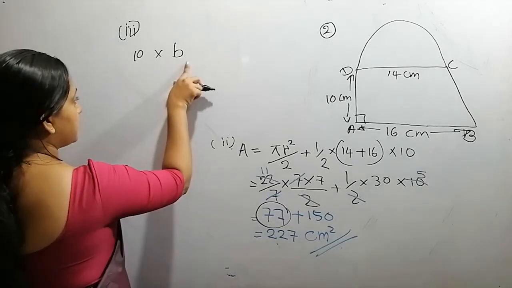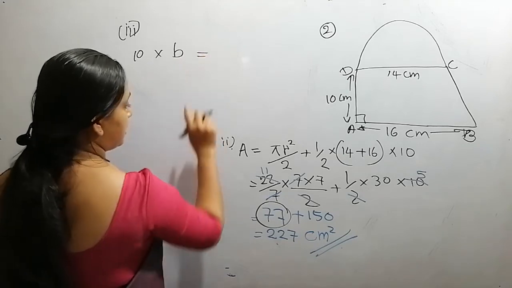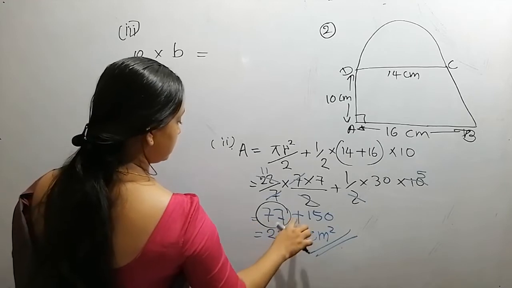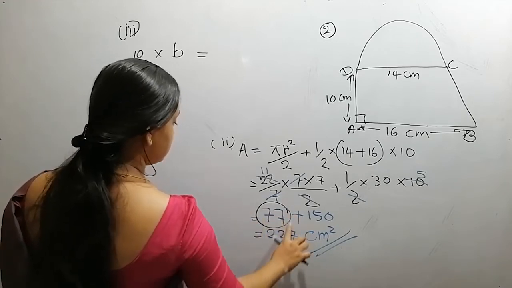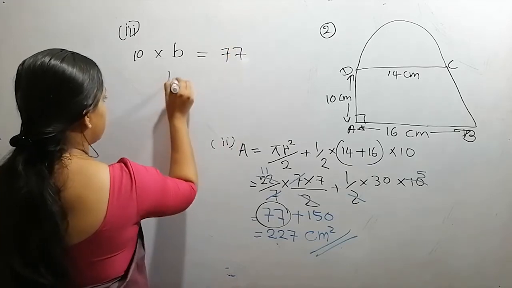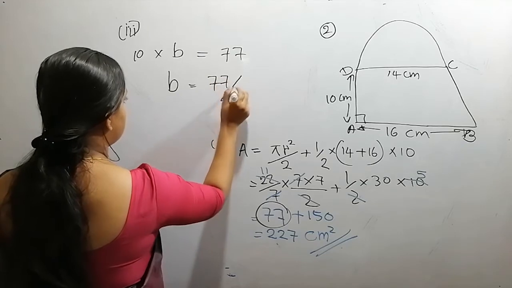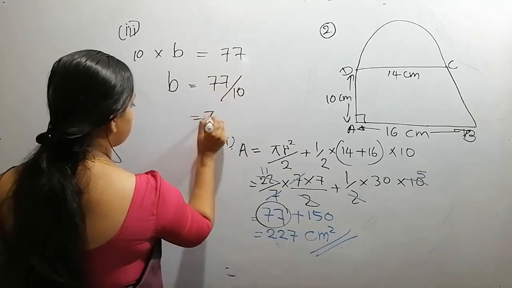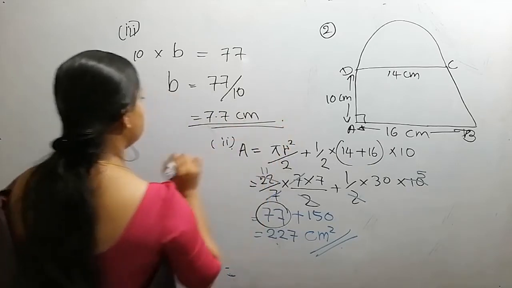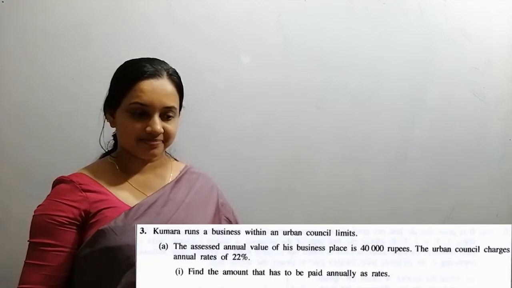The area of the rectangle, length into breadth, will be equal to the area of the semicircular part. The area of the semicircular portion is 77. Then the breadth of the rectangle is equal to 77 divided by 10. It is 7.7 centimeters. Okay.